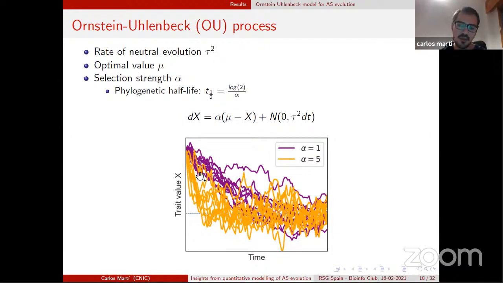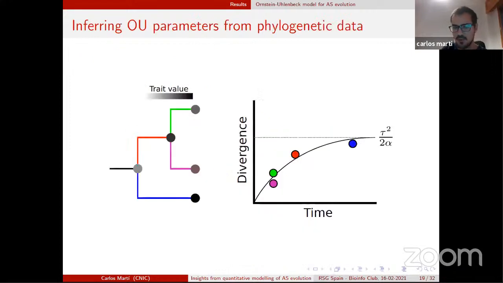And this is the type of information that we will leverage to try to estimate the selective strength for alternative splicing. Going back to this toy example, now instead of a linear dependency between the time and the divergence, we would expect that this line starts to saturate with time up to a point in which the variation that is created by the random forces is eliminated by selection.